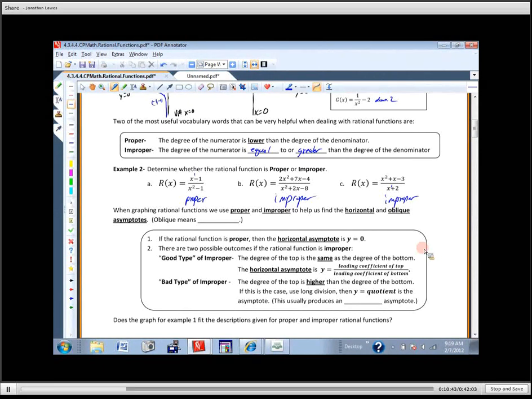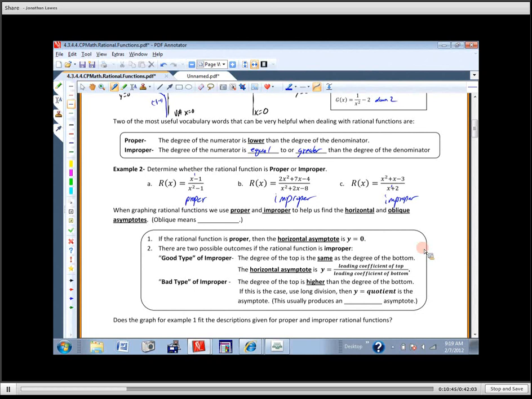Now, if you know whether it's proper or improper, that can really help you figure out what the graph looks like. Okay? In fact, it can help you figure out where some of the asymptotes are. So if you're graphing a rational function, we use proper and improper to help us find the horizontal and oblique asymptotes. Now, oblique is a new vocabulary word for you. Oblique means slanted, okay? Kind of tilted a little bit.